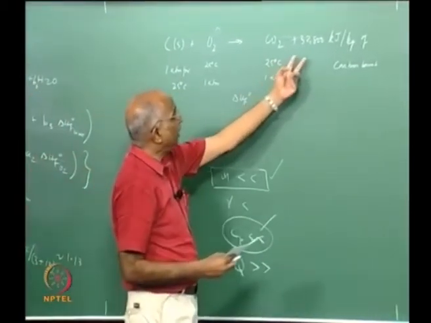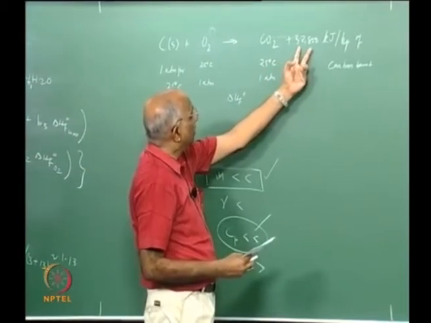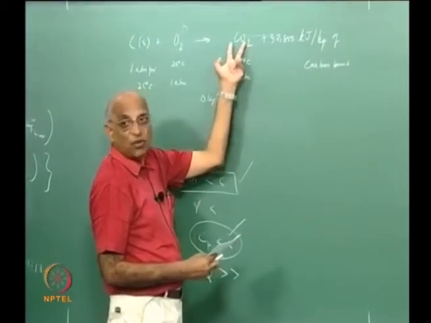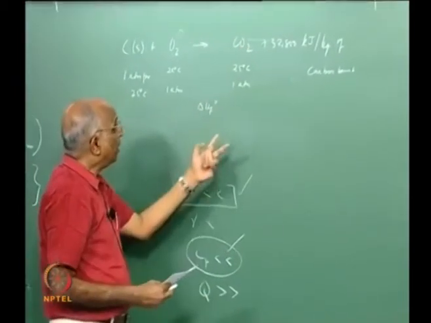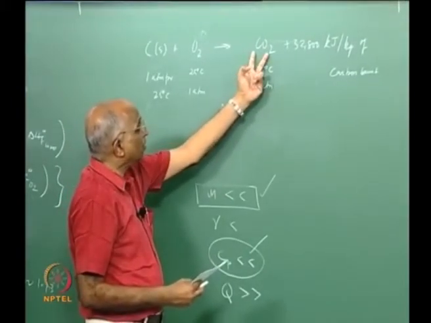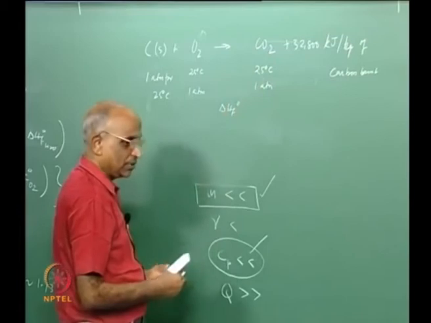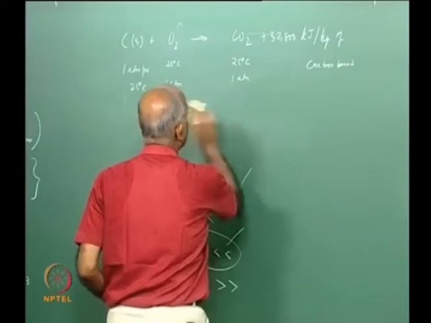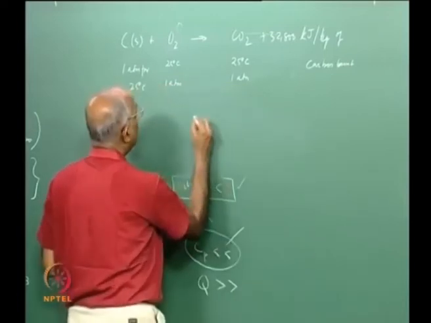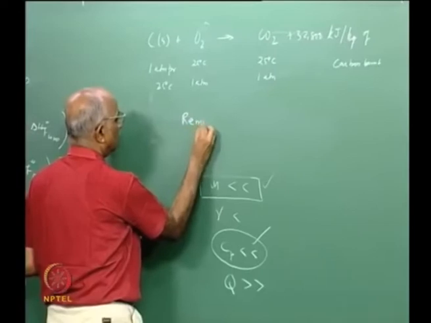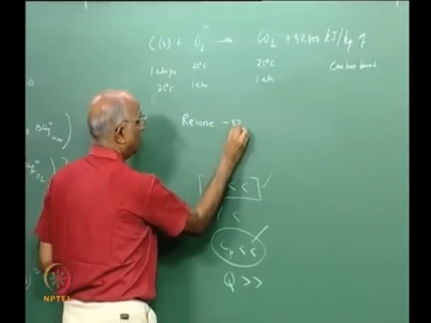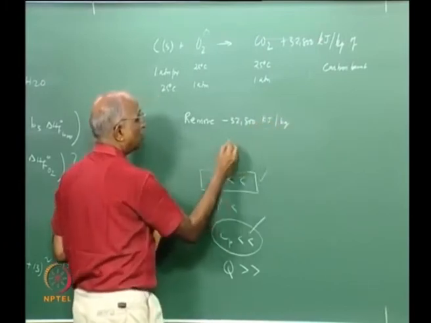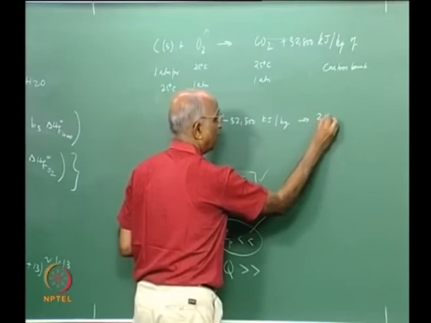This 32,800 kilojoules of energy is not going to form carbon dioxide at 25 degrees, rather the temperature will go up. Therefore, if my product carbon dioxide has to be at 25 degrees centigrade, what is it I have to do? I have to remove some heat from this reaction. That means I have to now remove minus 32,800 kilojoules per kilogram of carbon burnt, so that the products can again be at 25 degrees centigrade, right.